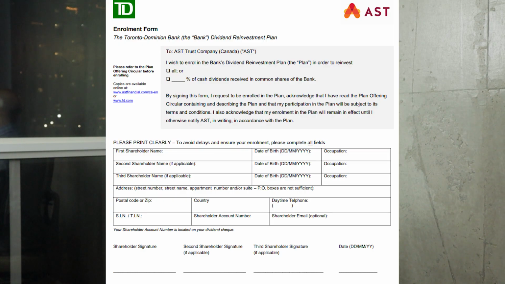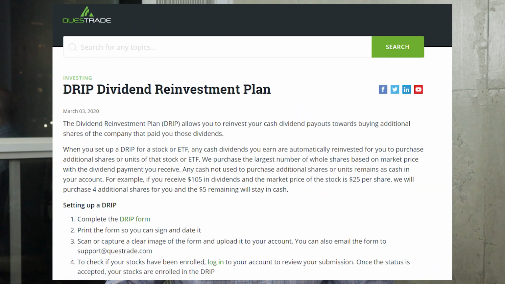Second point, how to enroll in a DRIP. It's pretty straightforward. Either inquire directly with the company, just Google TD Bank DRIP. You can go to the site, download the form and follow the instructions and send it in. Or through your brokerage if you have a discount brokerage like Questrade or Wealthsimple. Questrade offers a DRIP for any share or ETF. Just go to the website or you can Google Questrade DRIP and fill out the form.